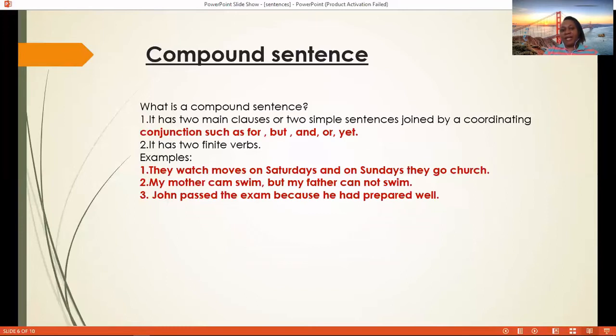Please remember again, a compound sentence will have two main clauses or two main sentences joined together by a coordinating conjunction. A compound sentence will also have two finite verbs, and you will notice that also it will have two subjects. And all in all, those will be combined to make one sentence, which we refer to as a compound sentence.